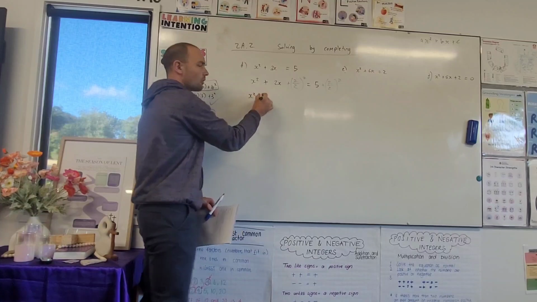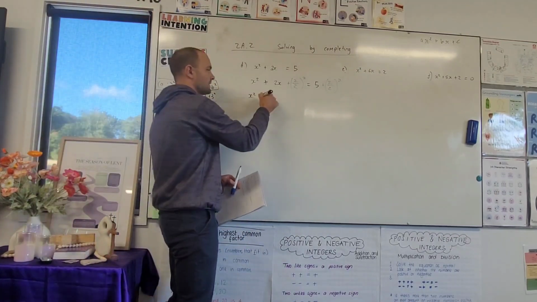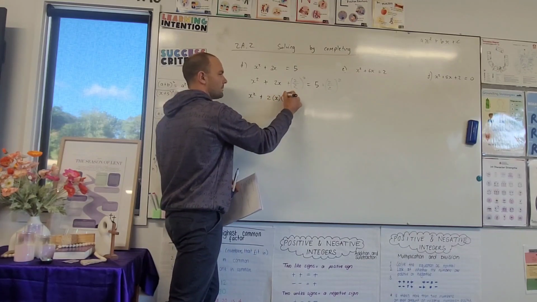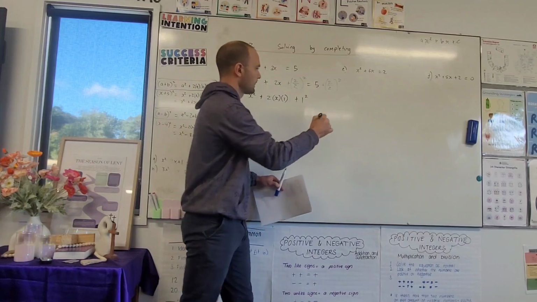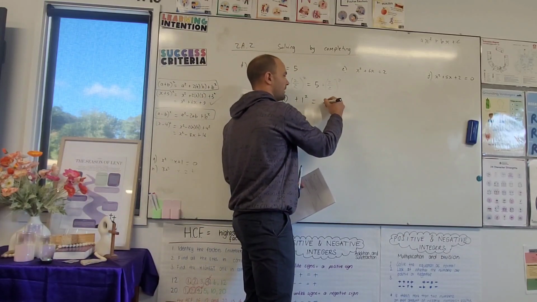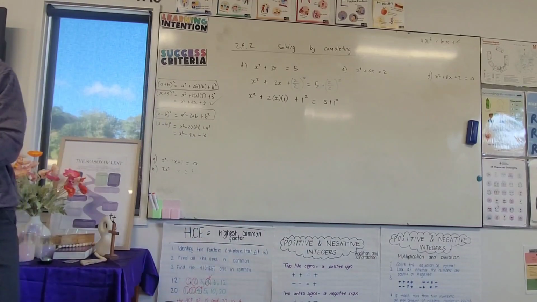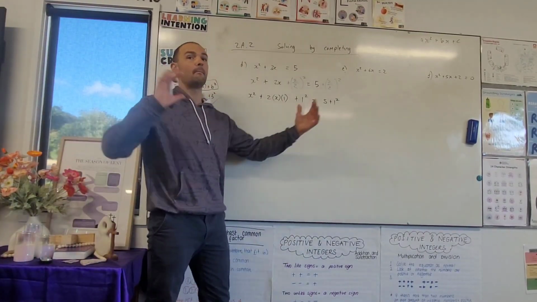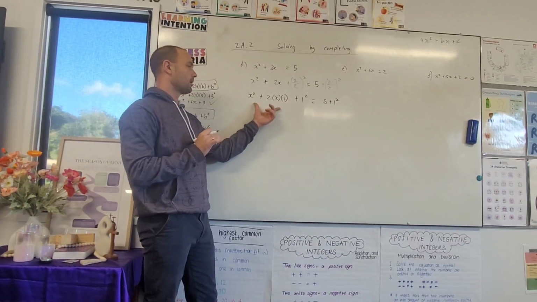Now I'm going to write it like this. This is not an essential step, but I'm just going to try and draw this out for you. What we have here is 2 times x times 1 plus 1 squared. Over on the right hand side we'll have 5 plus 1 squared. Now here's the connection that I want to make. We're completing the square. We're manipulating it and forcing it to be a perfect square.